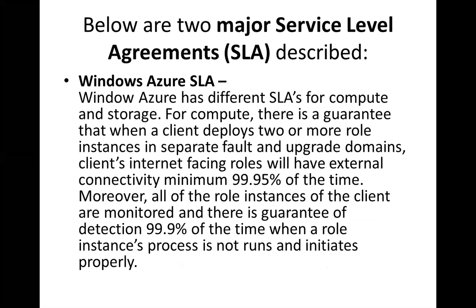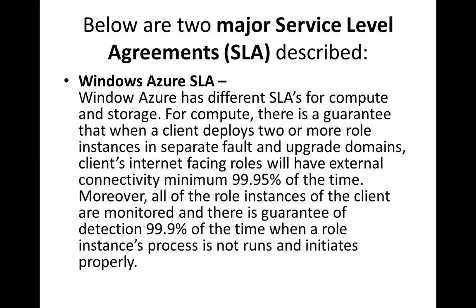For compute, there is a guarantee that when a client deploys two or more role instances in separate fault and upgrade domains, the client's internet-facing roles will have external connectivity a minimum of 99.95% of the time. Moreover, all of the client's role instances are monitored and there is a guarantee of detection.